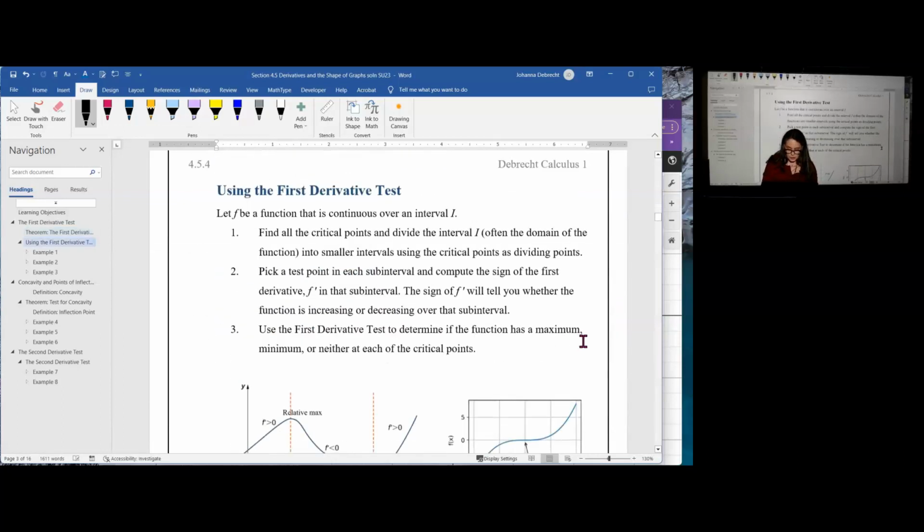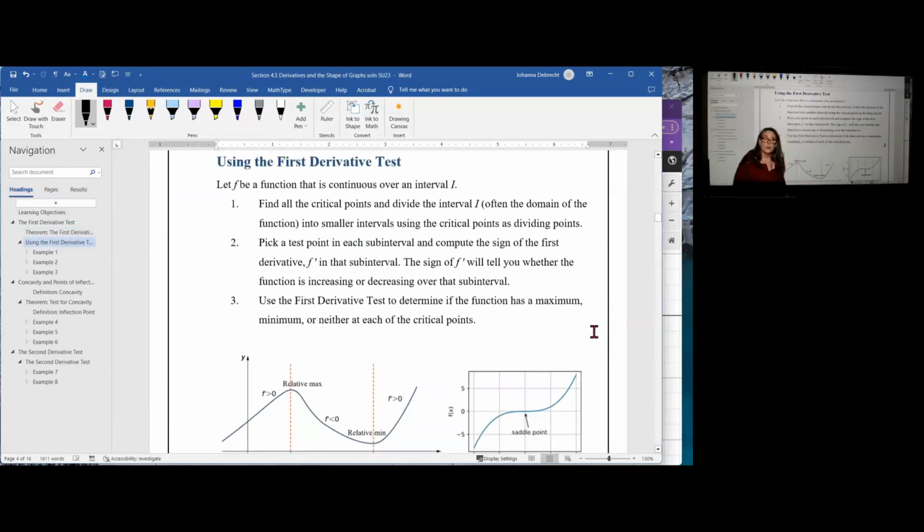When we want to use the first derivative test, what we're going to do is find all the critical points first. Start with the domain and find the first derivative, set the first derivative equal to 0 to find those critical points, and then find any values where the first derivative does not exist, but the point is in the domain. Those become our set of critical points.